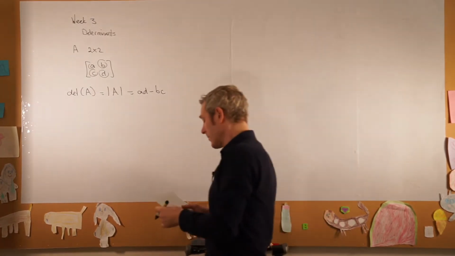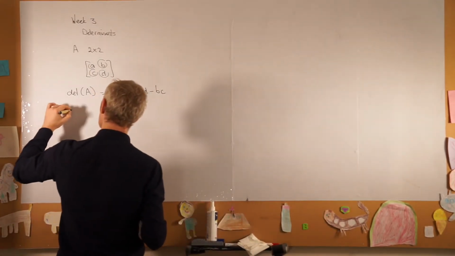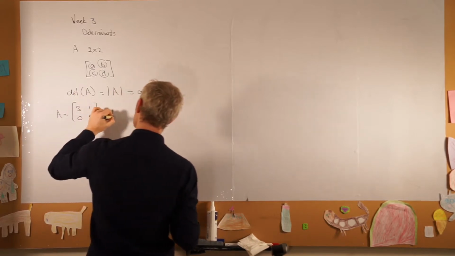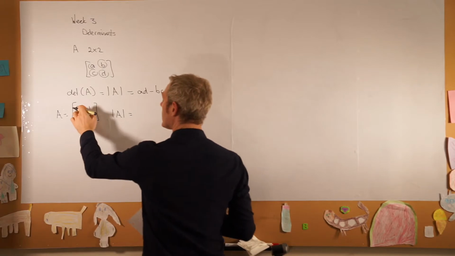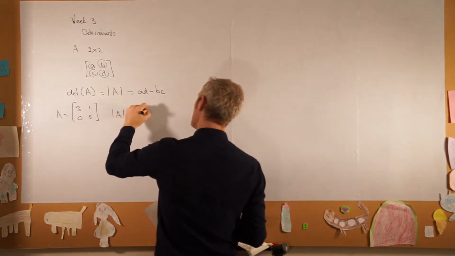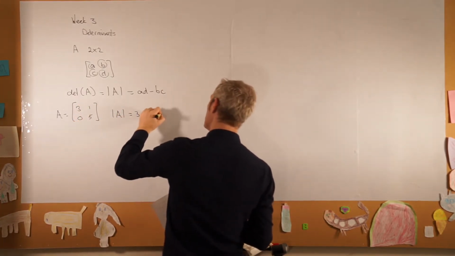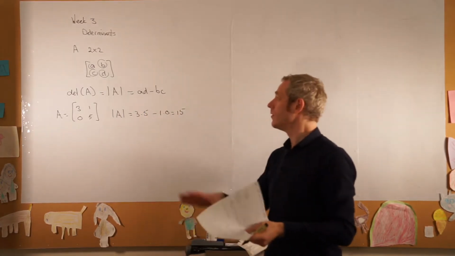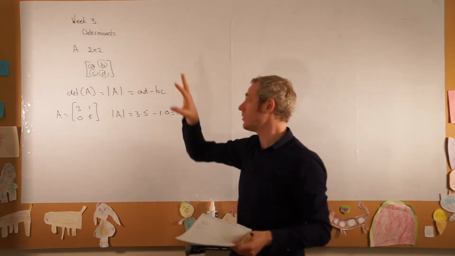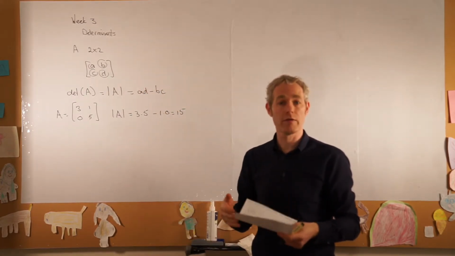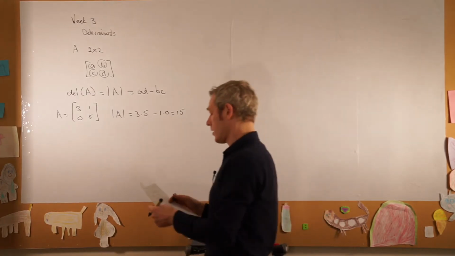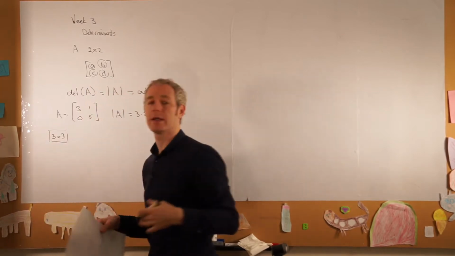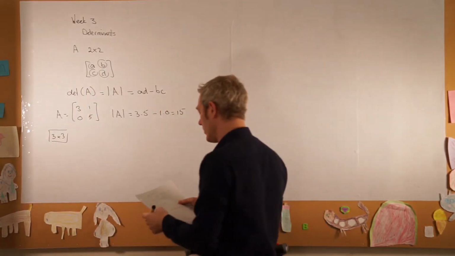And an example of that is if I take A equal to 3, 1, 0, 5, then the determinant of A is equal to 3 times 5 minus 1 times 0, which is 15. Now, we've solved this problem for a 2 by 2 matrix. Now we can solve it for larger matrices, and I'll start with 3 by 3. And the idea will become clear once we explain 3 by 3.